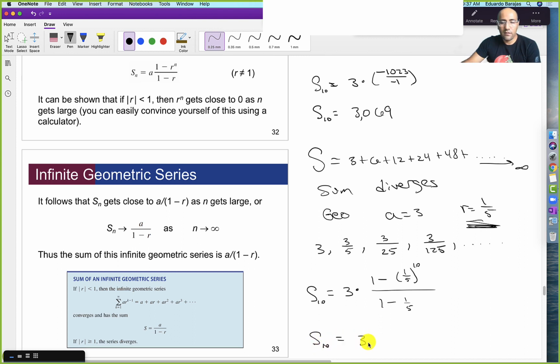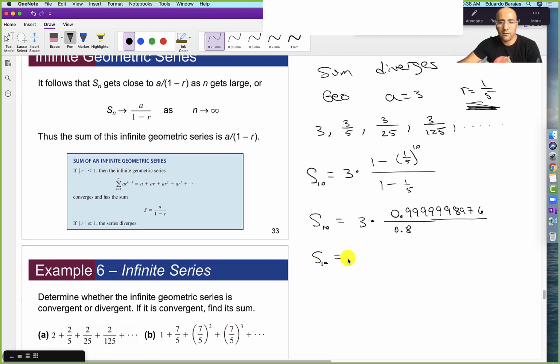S sub 10 is going to be 3 times, the denominator is just going to be equal to 0.8. 1 minus 1/5 is 4/5, which is 0.8. And then 1 divided by 5 to the power of 10 is a huge number. 1 minus that equals another huge number. Just using my calculator, I'm getting the numerator is 0. Now, a bunch of 9s here, 6 9s, and then 8, 9, 7, 6. That's what I'm getting. So I want to take that divided by 0.8 and then multiply that by 3. I'm getting S sub 10 equals 3.74999, something like that. So pretty close to 3.75.